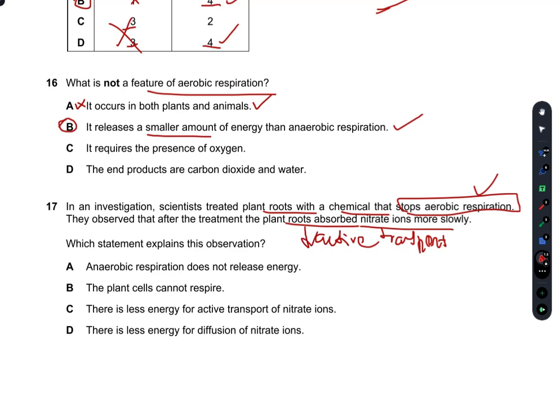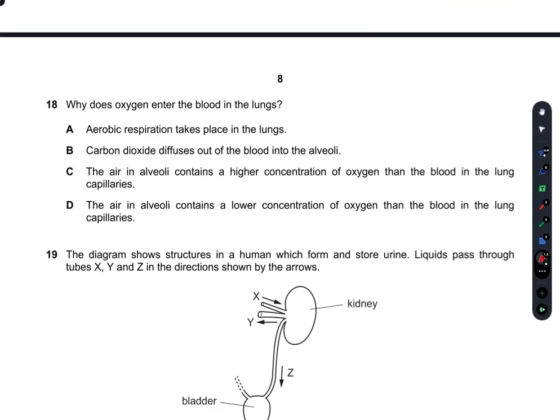Anaerobic respiration does not release energy; it does release energy. The plants cannot respire. No, they can still respire. There is less energy for active transport of nitrate ions. Yes, C is the right option.